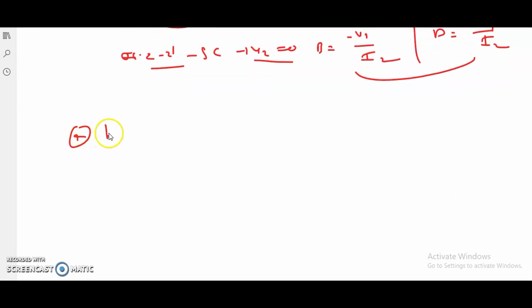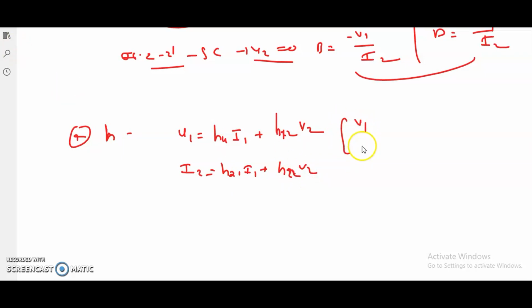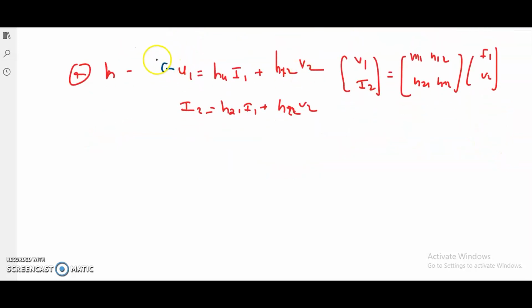And the next one is the hybrid parameter, that is the H parameter. For the H parameter, the equations are V1 is equal to H11 I1 plus H12 V2, and I2 is equal to H21 I1 plus H22 V2. The matrix format of this can be written as V1 and I2 is equal to H11, H12, H21, H22, and I1, V2, right? So let's take it as equation 1 and equation 2 here.